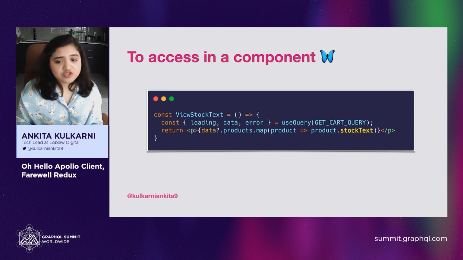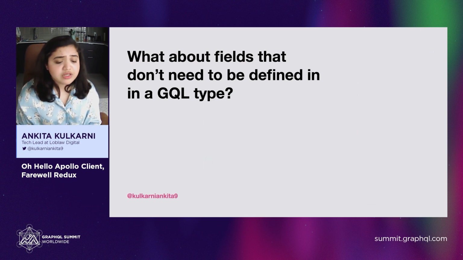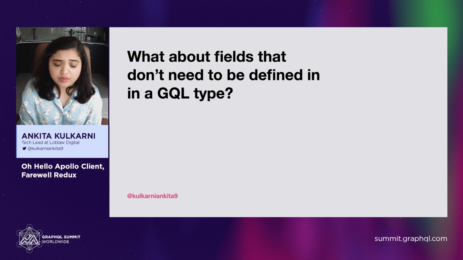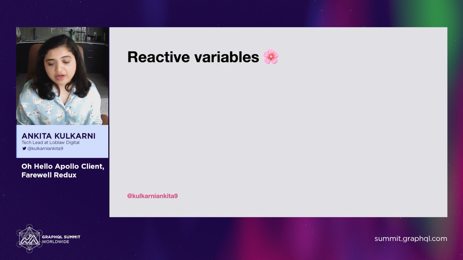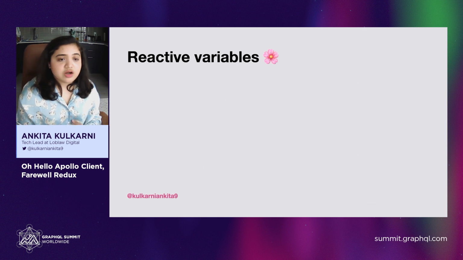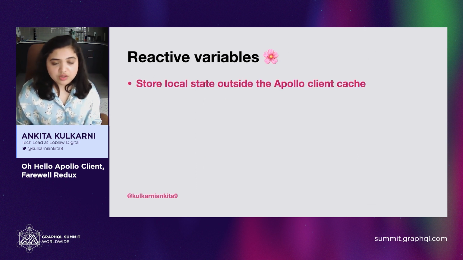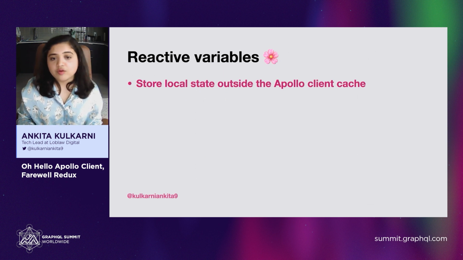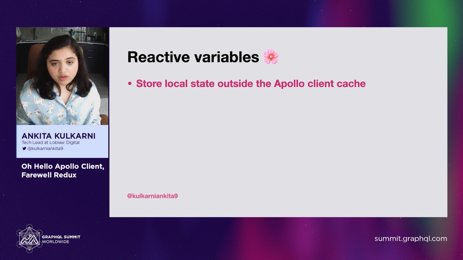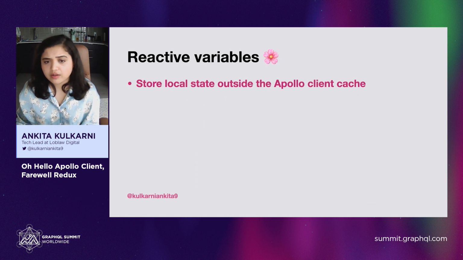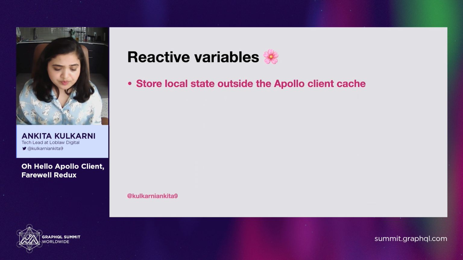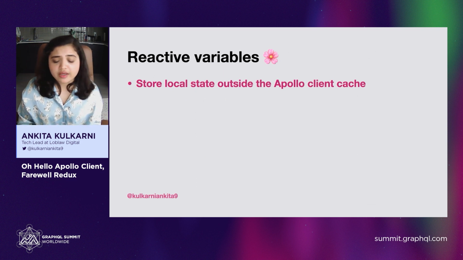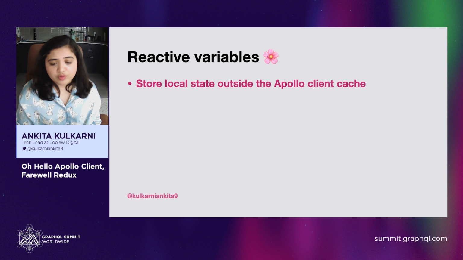And stock text is essentially just being accessed from the use query data variable itself. Now, what about fields that don't need to be defined in a GraphQL type? Well, they also introduced something called reactive variables. Reactive variables are a specific mechanism for storing local state outside of the cache. Because they are separate from the cache, reactive variables can store any data in any shape that you want. It doesn't necessarily need to abide by the GraphQL server type principles. And most importantly, modifying it triggers an update of the component itself.